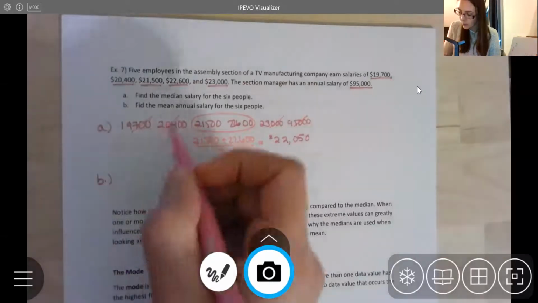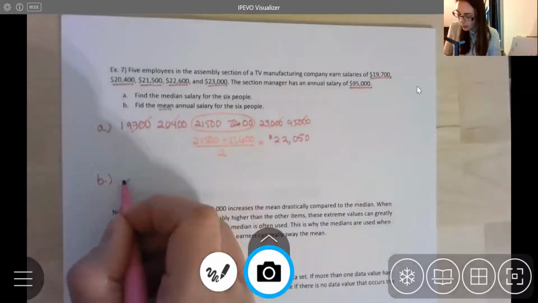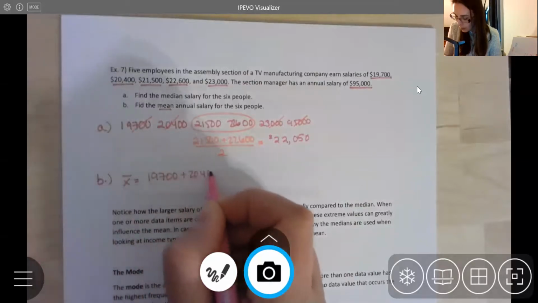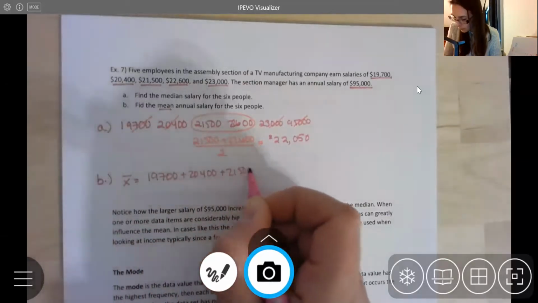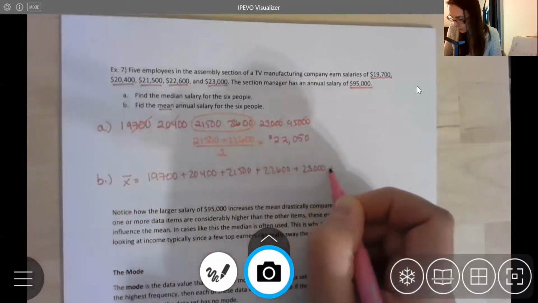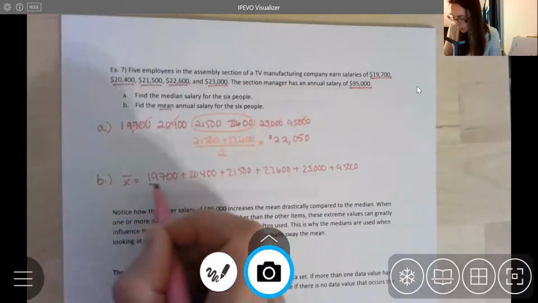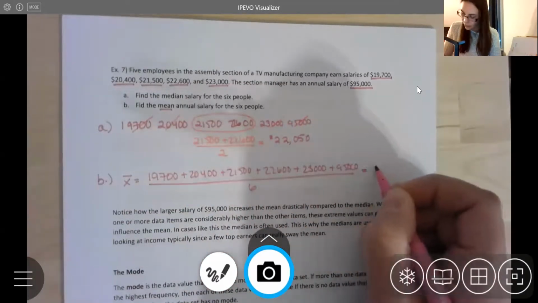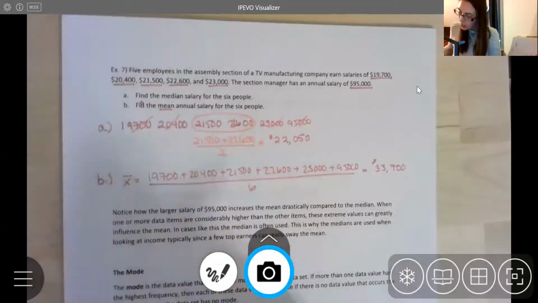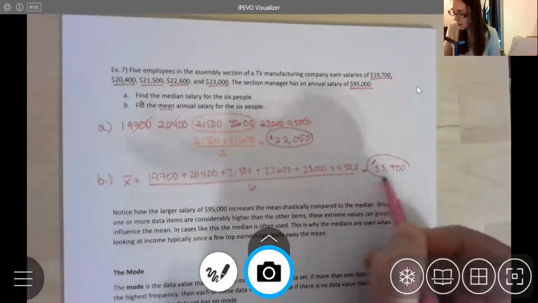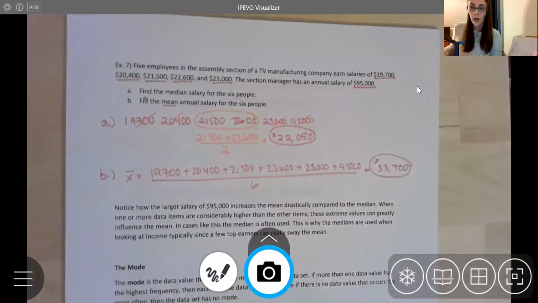Now, the second thing it asks for is for me to find the mean. So our mean here is we're going to add up these data points, and then we're going to divide that by 6 because I have 6 data points all together. And when I do this, I get 33,700. So using these 6 data points, again, just a nice little review here. Here's your median. Here's your mean. Very different values. So your centers do not have to be the same.